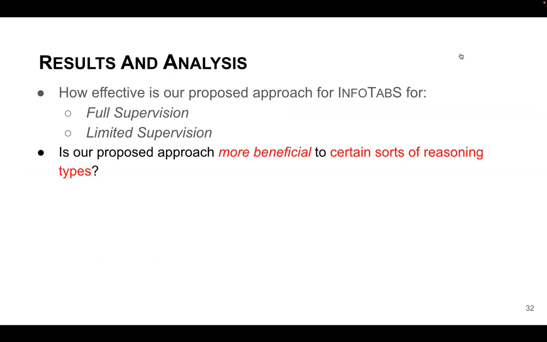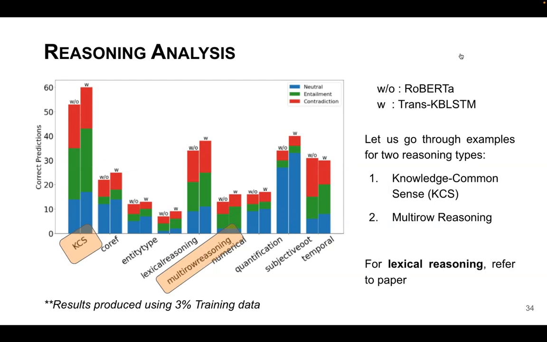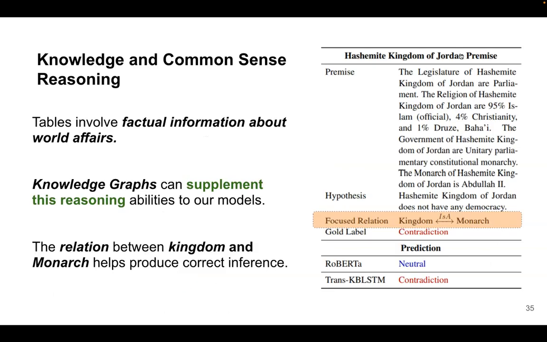Lastly, we see this model is beneficial for certain types of reasoning. For example, it does very well on KCS. It does very well on multi-row reasoning. It also does very well on lexical reasoning. And we will go over two of them, to look at examples of why it does well.